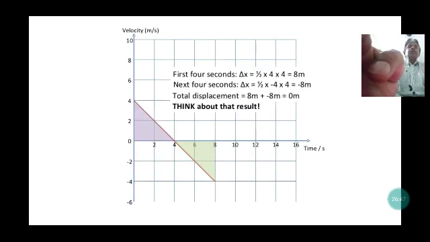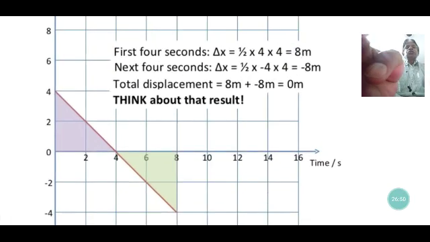In the next slide we'll discuss another velocity-time graph. Here the initial velocity at time 0 is 4 meters per second, and it becomes 0 after 4 seconds. After that the object moves in the opposite direction, and its velocity decreases and becomes minus 4 meters per second. Now what is the total displacement covered? By this graph we can also calculate it. Look here first.